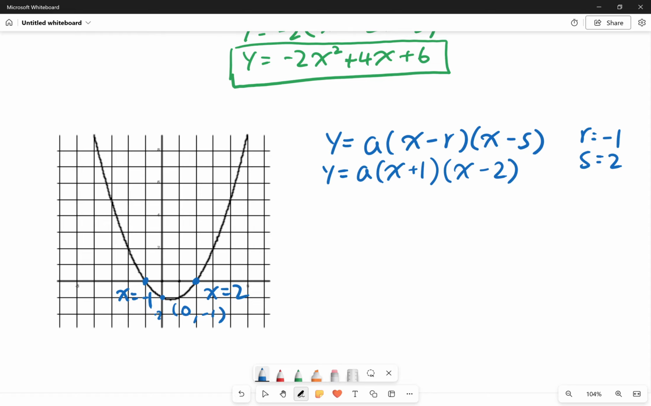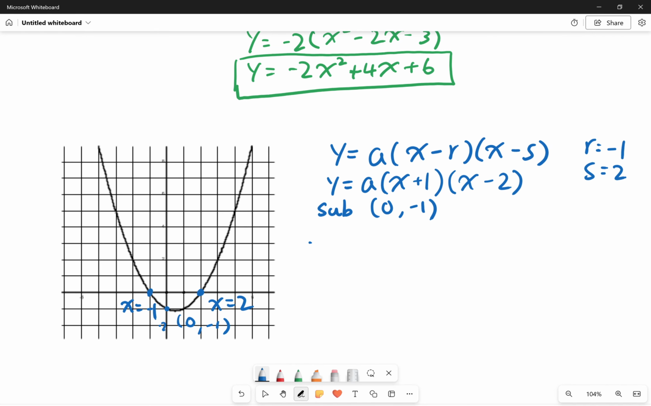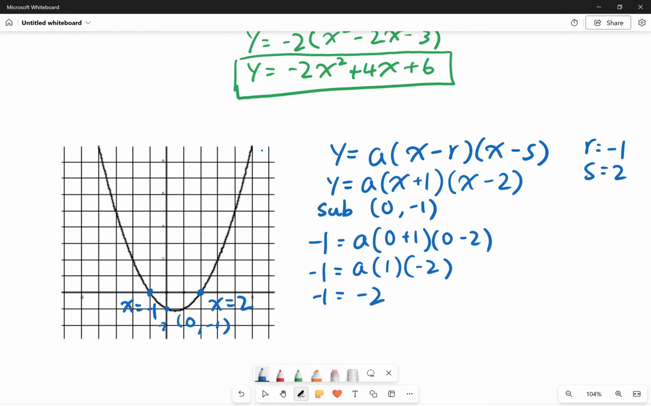So there we go. Okay, now we're going to sub in our y-intercept. So we're going to sub in 0, negative 1. So that means y turns into a negative 1. A just sits there. X is now 0, so 0 plus 1. And then x minus 2 becomes 0 minus 2. So we've got negative 1 is equal to a times 0 plus 1 is 1, 0 minus 2 is negative 2. Okay, so this is negative 1 is equal to negative 2a. Okay. So if you divide both sides by negative 2 here, I get a is equal to positive 1/2 because I have a double negative.